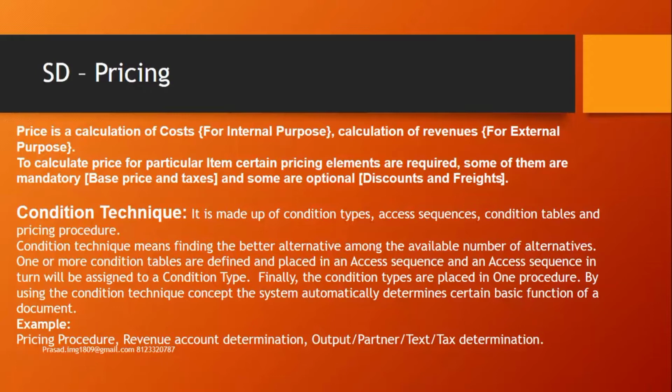We do not know the cost of that particular material, but it is important to know the importance of taxes and base prices. And there are optional conditions like discounts, freights, and surcharges. Discounts you may give or you may not give, that is your wish.